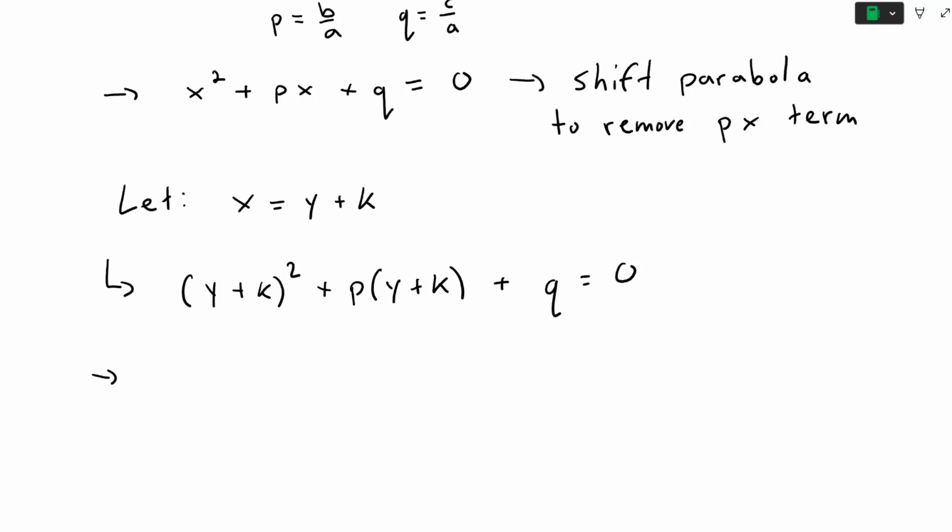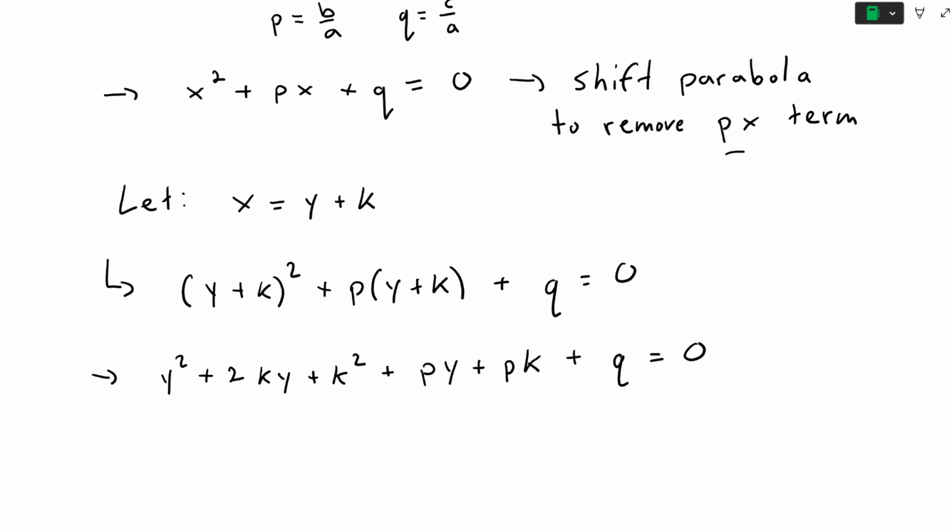So expand out y plus k squared. Well, y times y is y squared plus y times k. Then do that again, plus k times y, so that's 2ky, plus the next one is k squared. Next, expand this out: plus py plus pk, and then plus q equals 0. So again, we want to cancel out the px term.